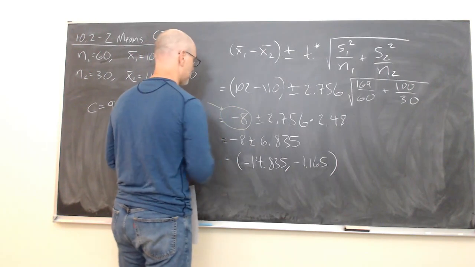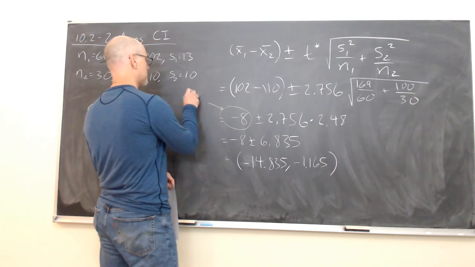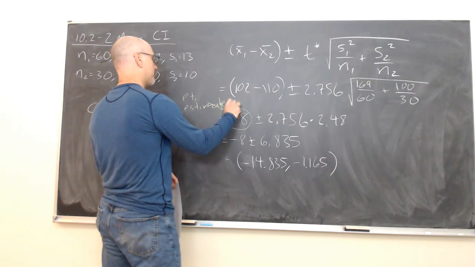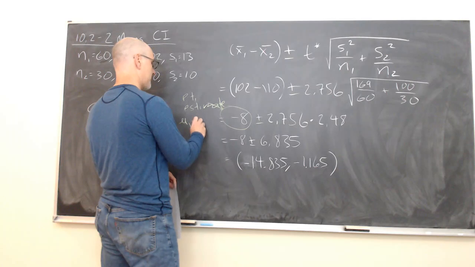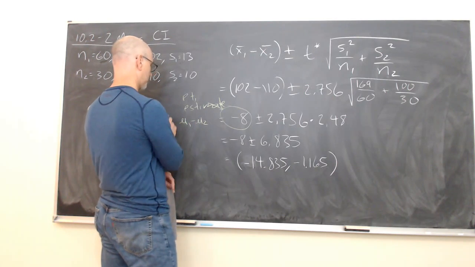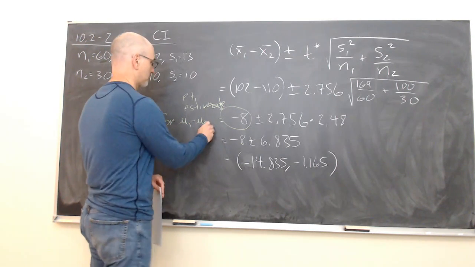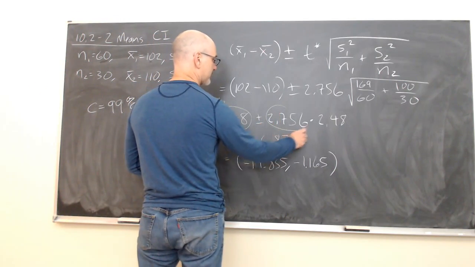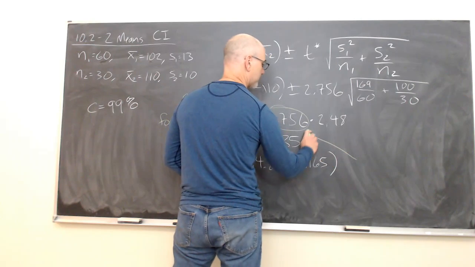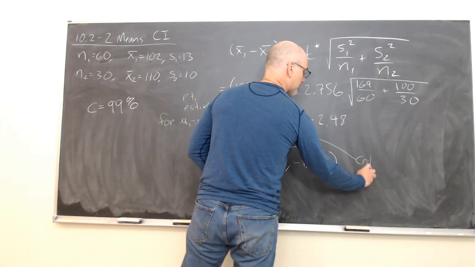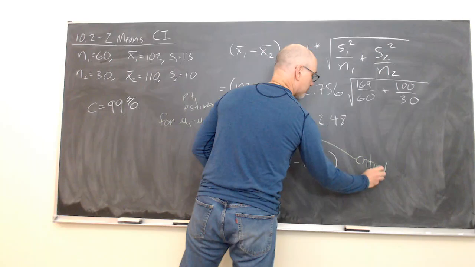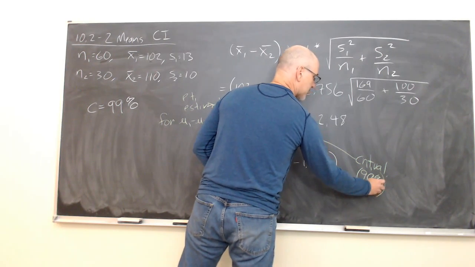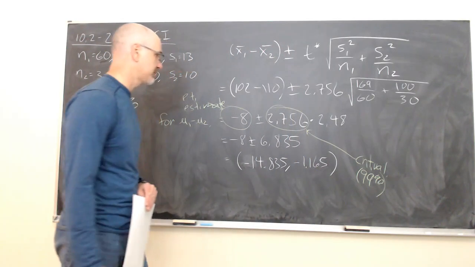So our point estimate for the difference is here. That's our difference in the sample means. So this is the point estimate for mu1 minus mu2. The critical value is 2.756. That's for the 99% level, right? That would change if we change the confidence.